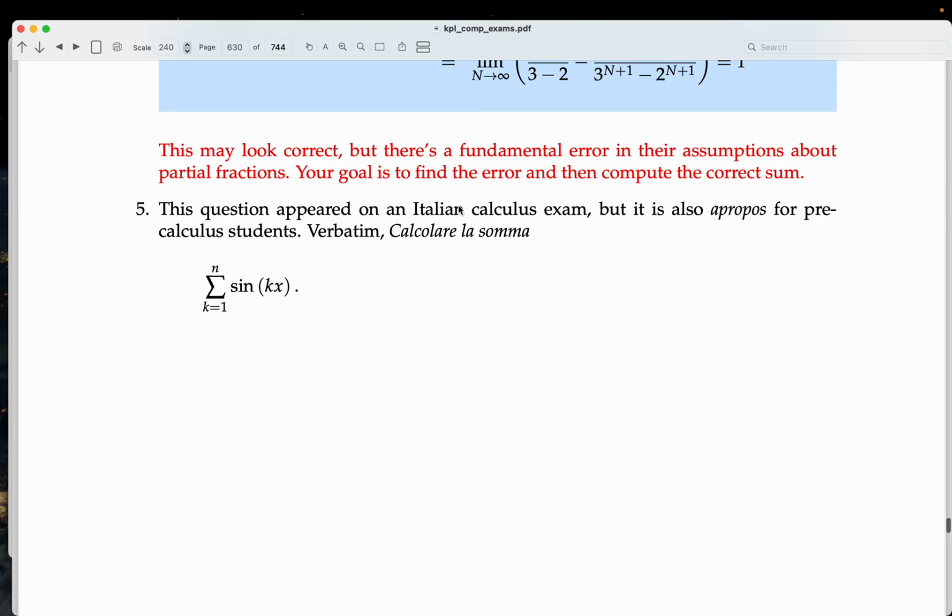All right? Number 5, this comes from an Italian calculus exam. And again, I'm just copying it verbatim, by the way. They want you to calculate this sum over here from 1 to n. I found this to be a challenging problem, by the way.